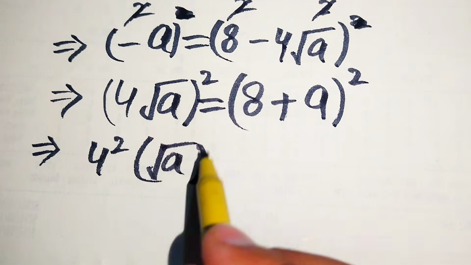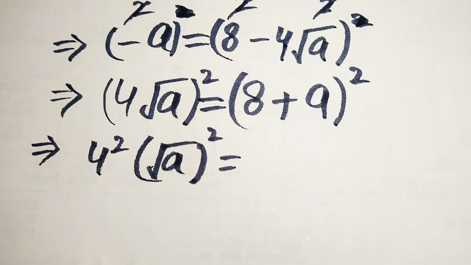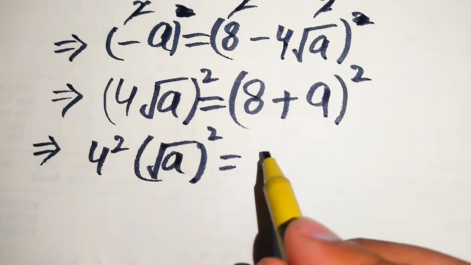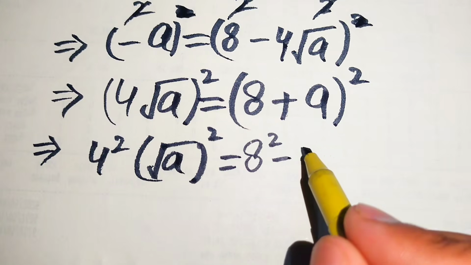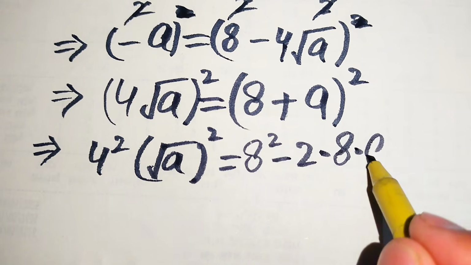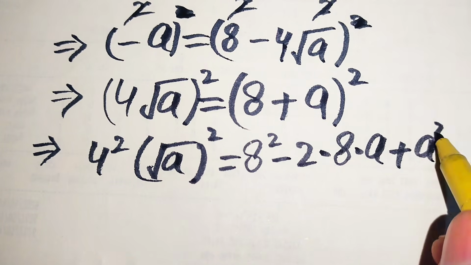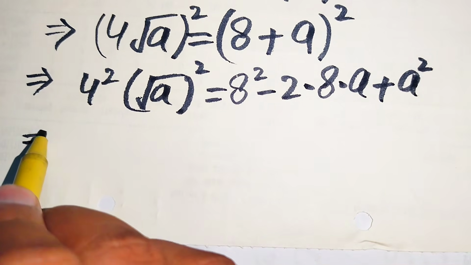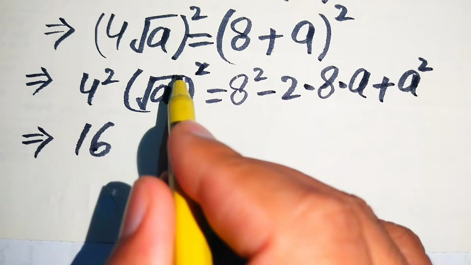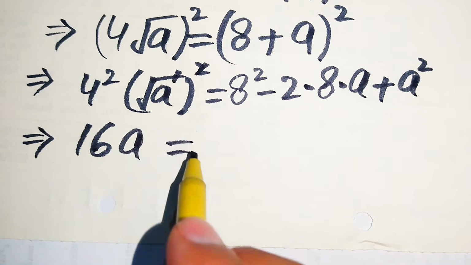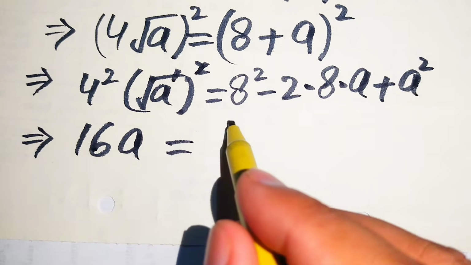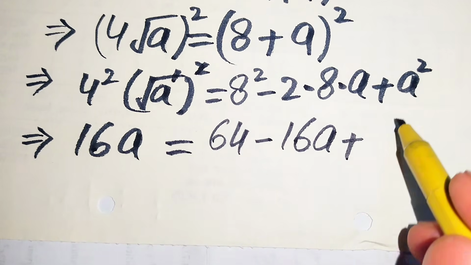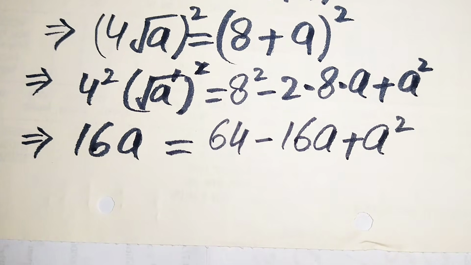into square root of a, its whole square, is equal to, in the right hand side we again apply the above formula. So according to that, this will be written as 8 square minus 2 times 8 into a plus a square. And now in the next step we have this 4 square equals 16 times this, 2 and square root are gone, and we get a is equal to, this is 8 square. 8 square equals 64, and 2 times 8 becomes 16a plus this is our a square.